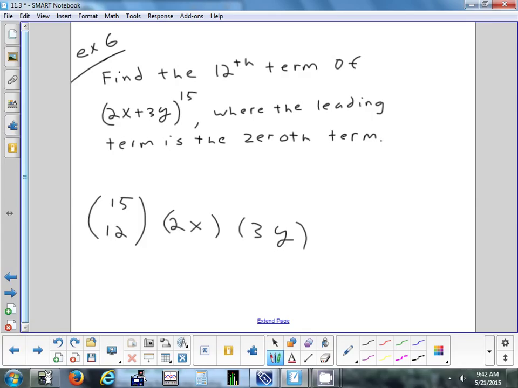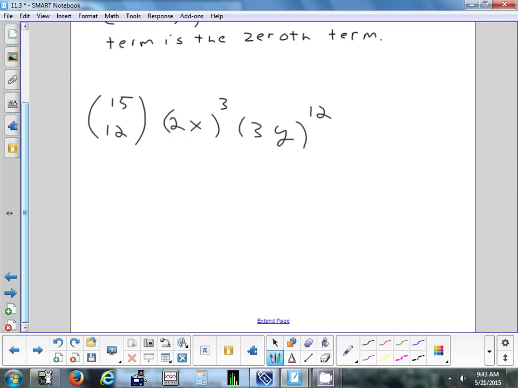So what do you think the power is going to be? Yeah? For x it'll be 3, for y it'll be 12. Okay. Another way to do it, you could write it out if you had to. You know, just leave some spaces.